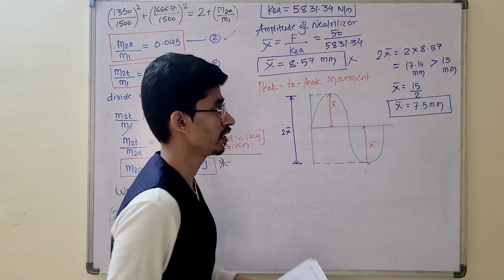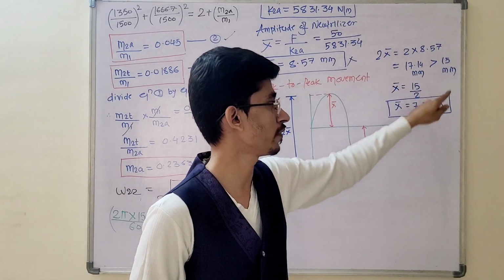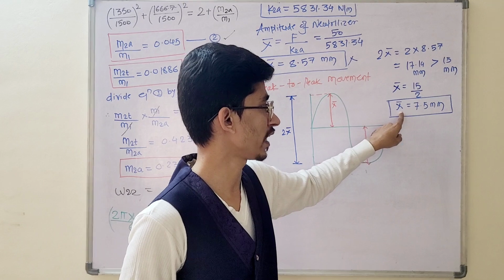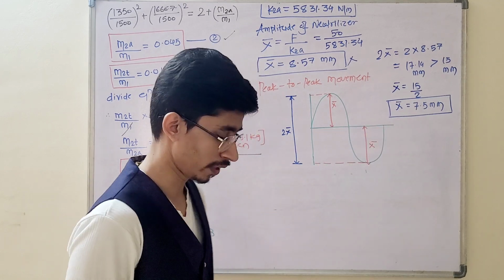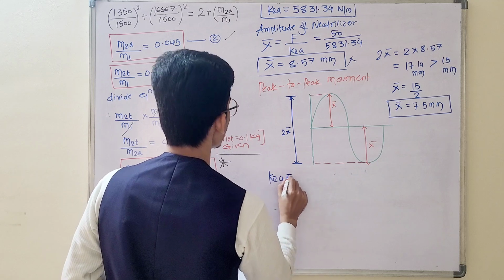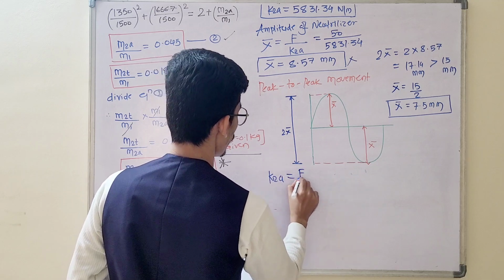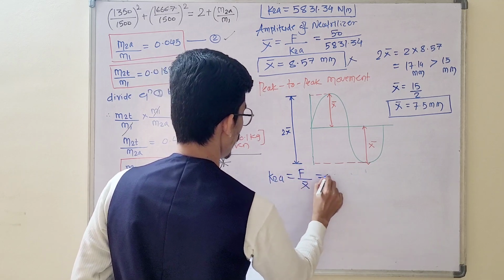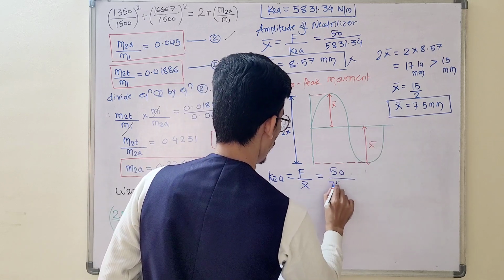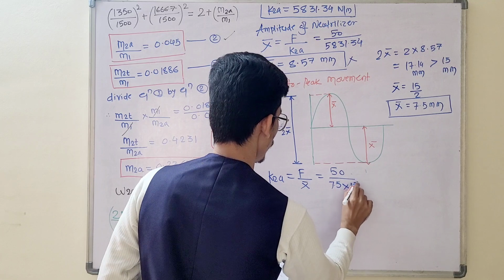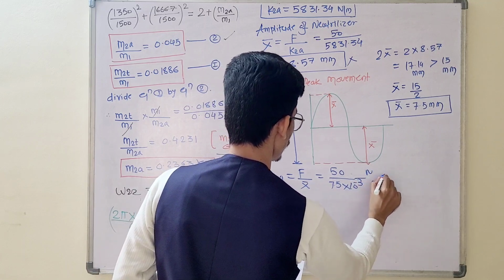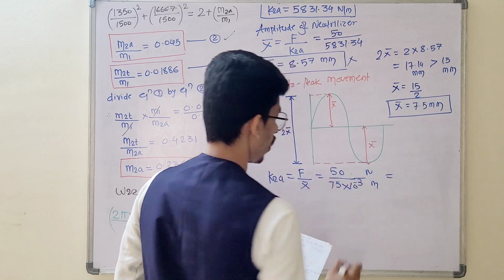Already we have seen why, because 2x is greater than 15. So we will try with the given data. We are going to take x bar as 7.5 mm, and we are going to find out what will be my K2A. So K2A is equal to F divided by x bar. So F is 50 Newton divided by x bar, which is 7.5 mm, converted into 10 raised to minus 3 meter. So this is Newton, this is meter. So the final answer we have obtained here. How much?